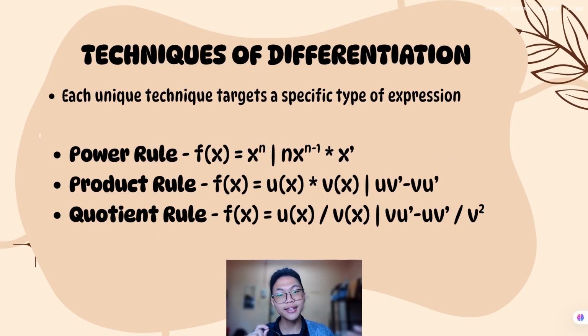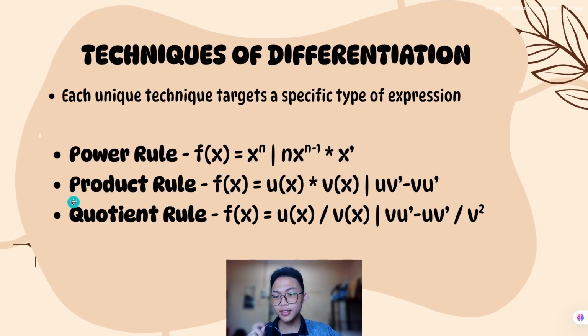That is where techniques of differentiation come in. Each unique technique targets a specific type of expression, and we refer to most of those techniques as rules. The first one here is the power rule. Power rule is used for this type of function, f(x) equals x to the power of n, in which case we will use this formula, n times x to the power of n minus 1 times x prime. x prime here basically refers to the derivative of x.